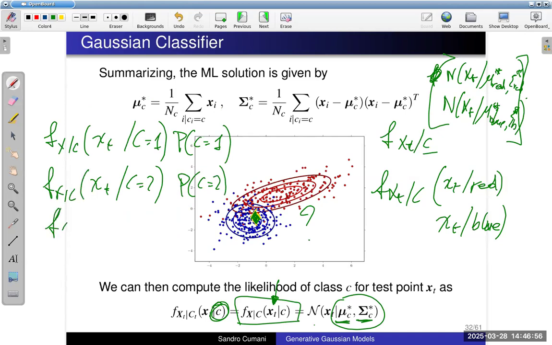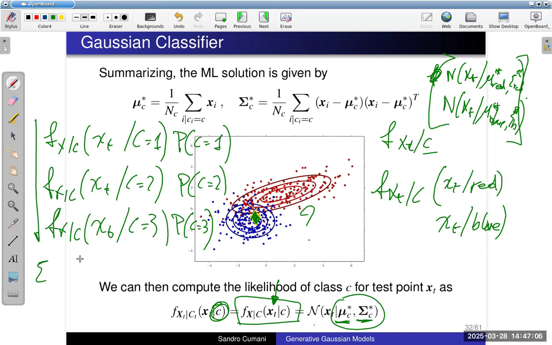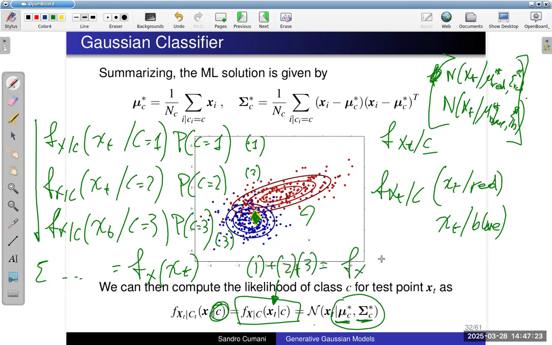Then I repeat for class 3, given times the prior probability for class 3. Then if I sum these three values, that's exactly the marginal that I need as the denominator to compute the class posterior. So if I take 1, 2, and 3, 1 plus 2 plus 3 is the marginal.